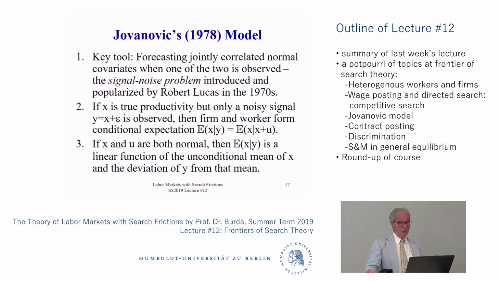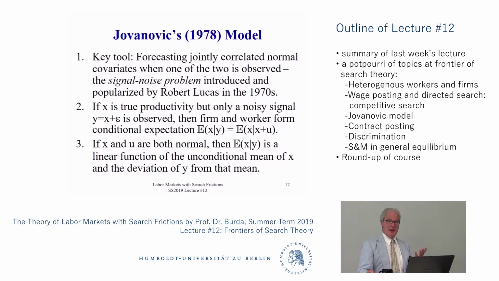So if you have a really noisy signal, if U has a very high variance relative to the variance of X, then you're probably just not going to pay attention to Y at all. But if U has a very small variance, then Y is a very good indicator of X, and therefore we're going to put a lot of weight on that observation. Okay, so that basically will determine where I draw the line in accepting matches or not.